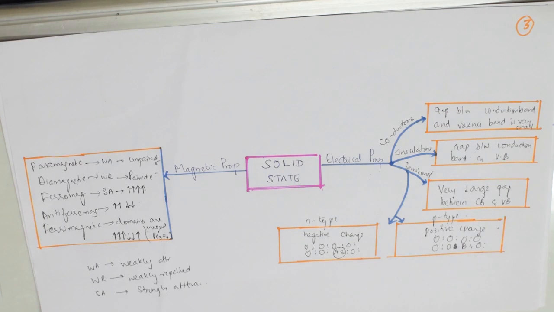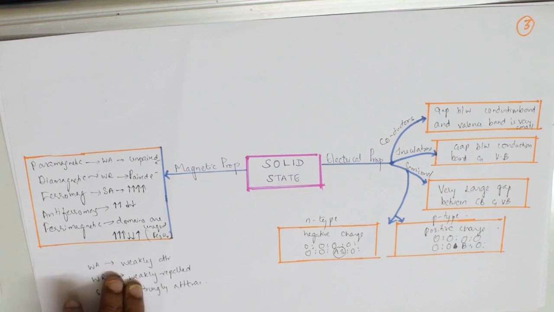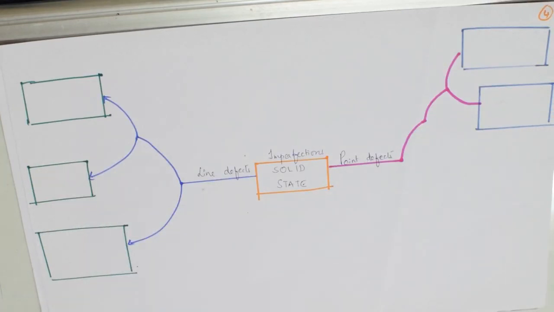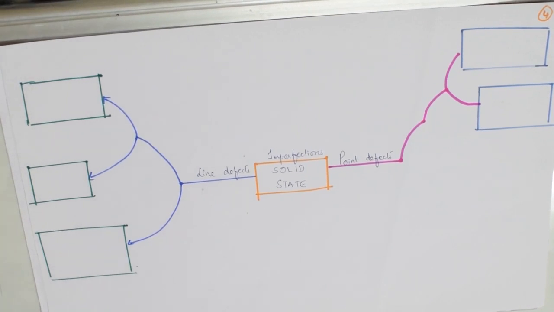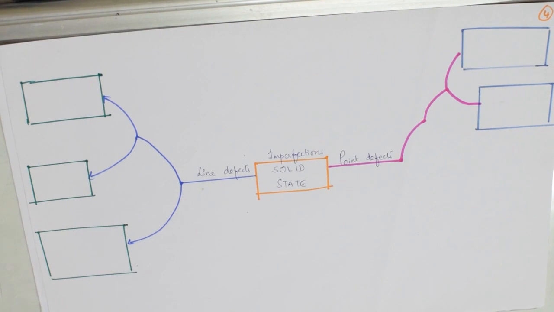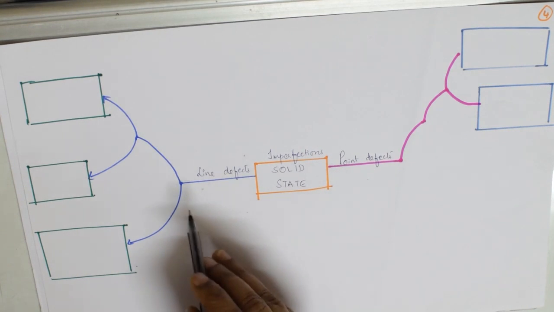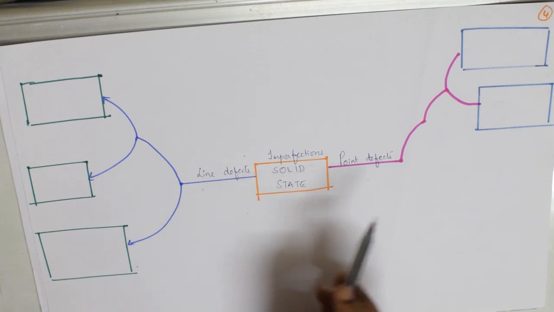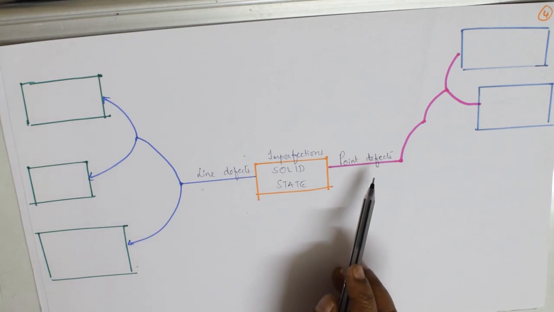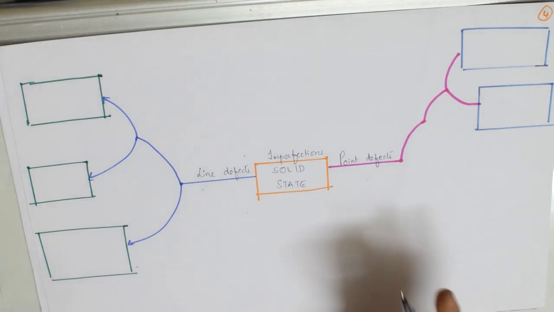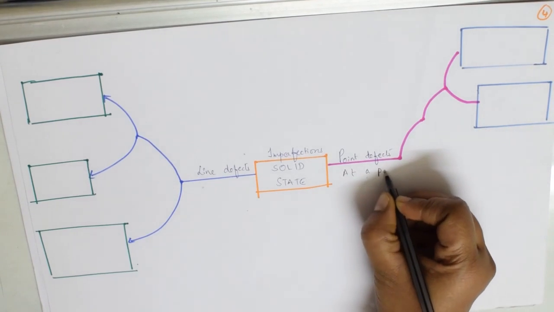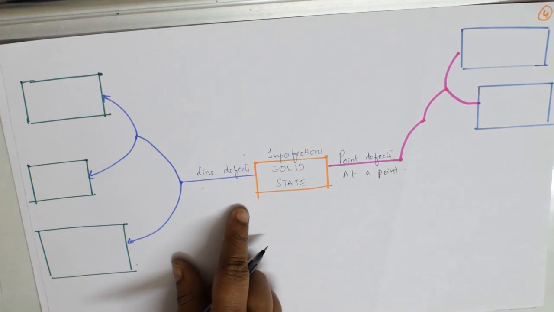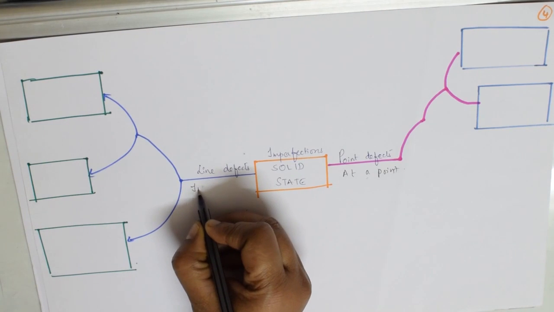So this is about your electrical property as well as magnetic property. Now let's come back and do the last topic, that is the defects of solids. Very important topic. When I start with the defects or imperfections of solids, how many types of defects do we have? We have both point defects as well as line defects. Point defects means you will find the defect at one point. Line defects show the defect in an entire row.